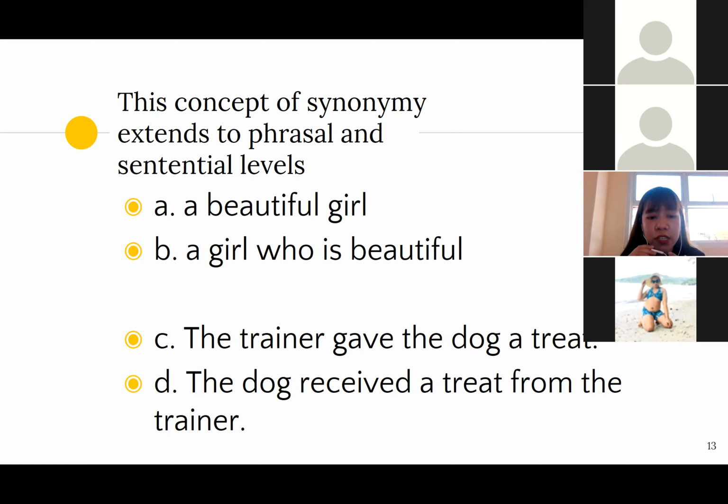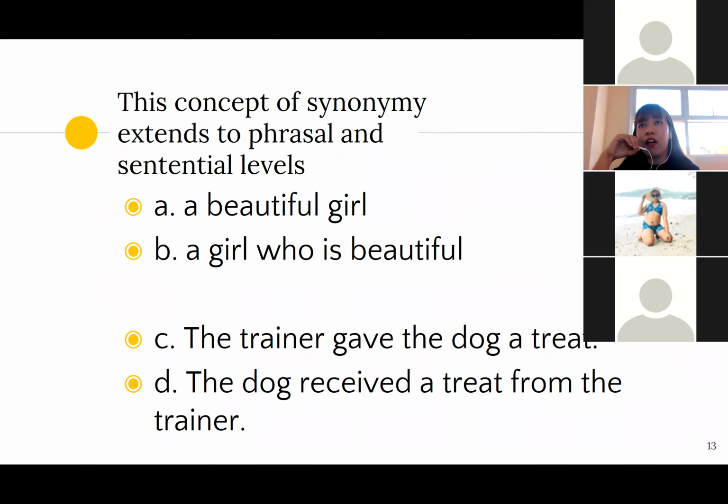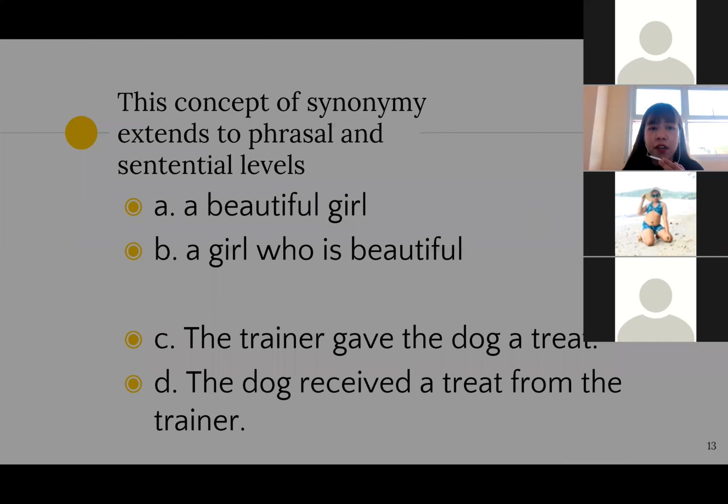Next, same with your sentences C and D. The trainer gave the dog a treat, and the dog received a treat from the trainer. So although they are rearranged in a different word order, for the first one, the trainer gave the dog a treat, the performer there or the one who executed the action, the trainer, siya ang nauna. Although in letter D, ang dog na ang nauna, for example, the recipient of the object in the sentence, it still contains the same meaning. Sorry. So that is for synonyms.